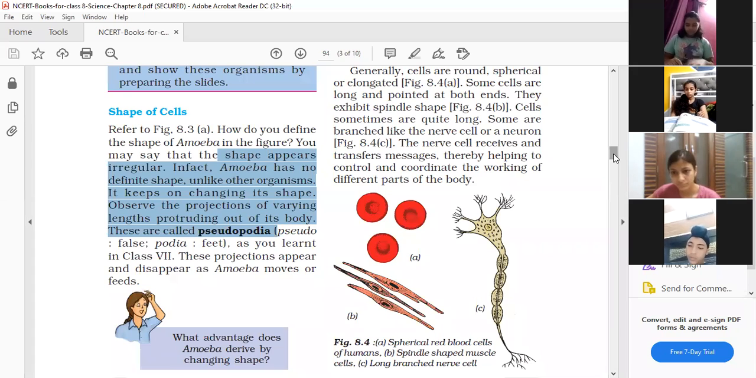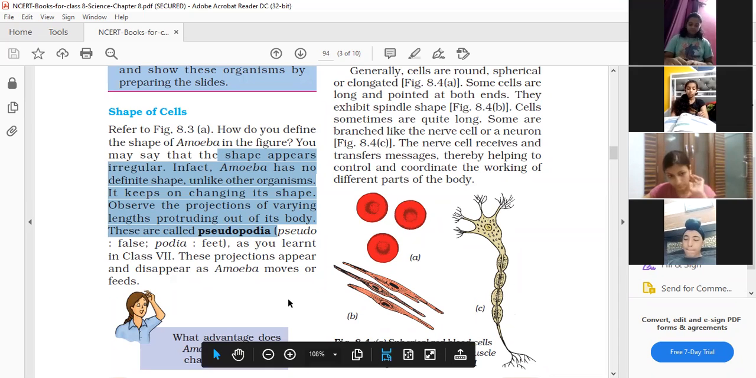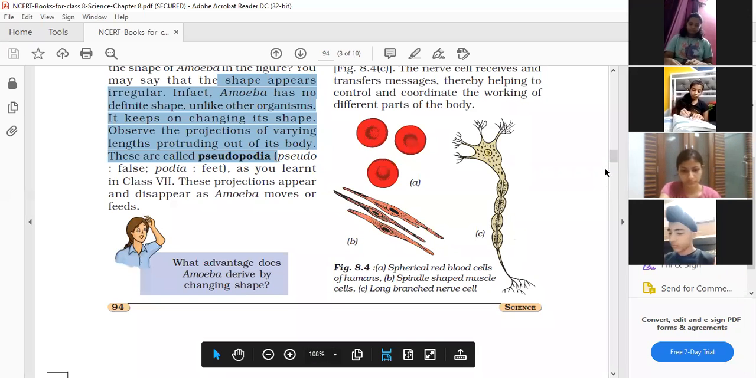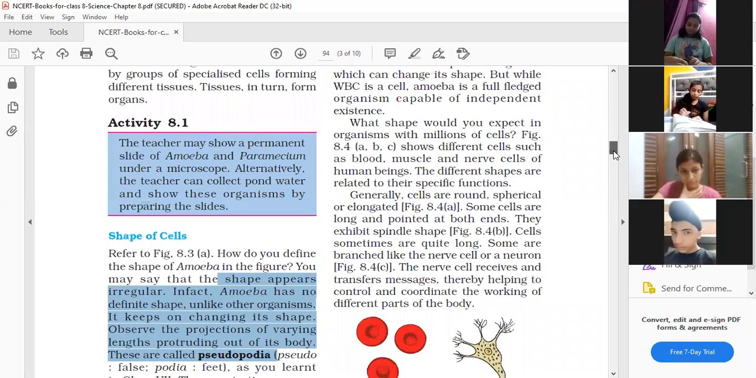Okay, so children, already we have learnt in the previous class about the amoeba. Amoeba does not have a fixed shape. Its shape keeps on changing. The false feet of amoeba are known as pseudopodia. Now here is one question: what advantage does amoeba derive by changing shape? Can you give me the answer of this question? So, amoeba keeps on changing its shape. What is the advantage of it?